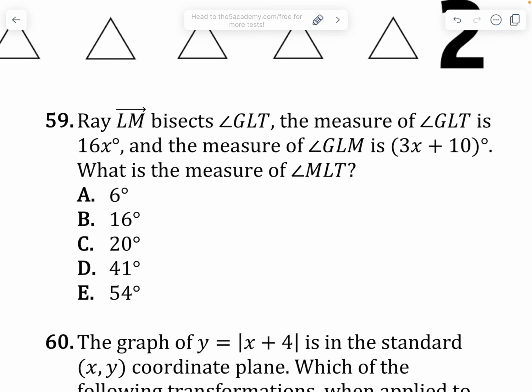Ray LM bisects GLT. The measure of GLT is 16x degrees, and the measure of GLM is 3x plus 10. What is the measure of MLT? Okay, let's first plot this all out. So we have GLT.